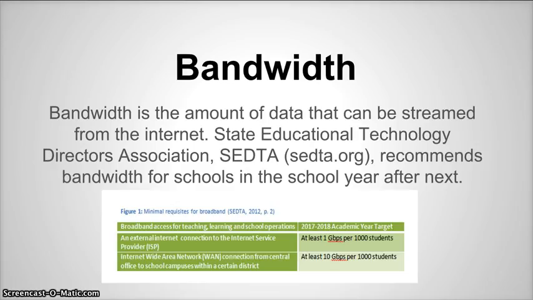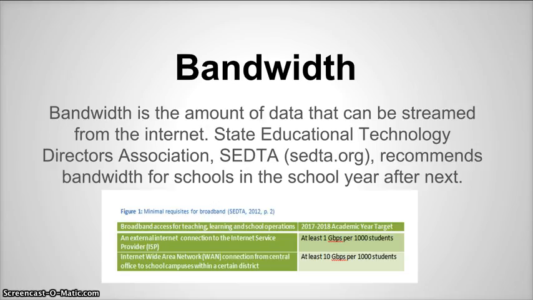The State Educational Technology Directors Association, SETDA, found at setda.org, recommends bandwidth for schools in the school year after next, which is the 2017-2018 academic year. An external internet connection requires 1 gigabyte per second per 1,000 students. An external internet connection is a direct connection to the internet, such as an Ethernet cord.